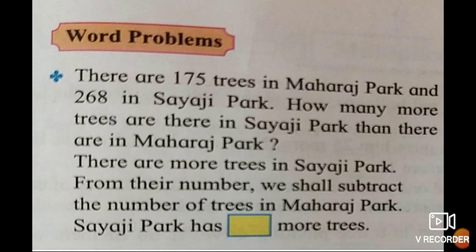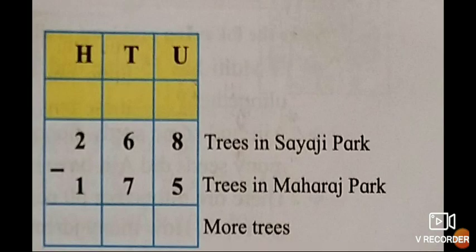Now looking at the numbers 268 and 175, 268 is a bigger number. They have told you that there are so many trees in a park and so many trees in another park. But now they want you to know which park has more trees. To do that, we will have to minus. We will have to subtract the smaller number from the bigger number.